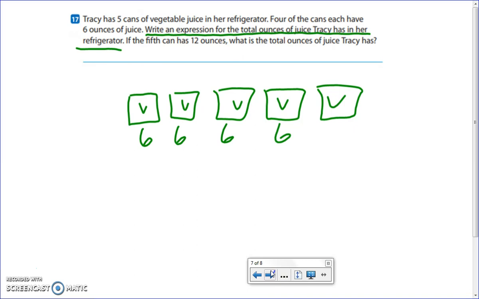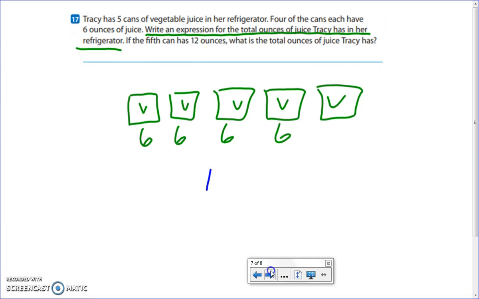It says to write an expression for the total ounces of juice Tracy has in her refrigerator. Now, it only says that 4 of them have 6 ounces, so we cannot assume anything about the final can. It might be tempting to say that it's 6 ounces, but it doesn't say anything about the size, so I can't just assume. It's what we call an unknown value. We don't know, so we must represent it with something that can change depending on how much it actually is, and that thing is a variable.